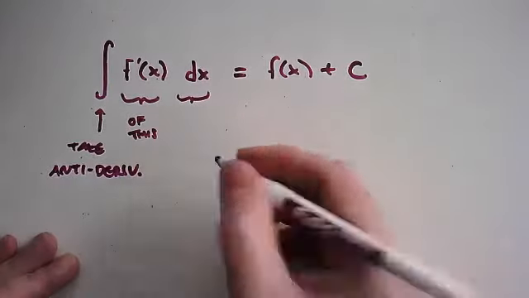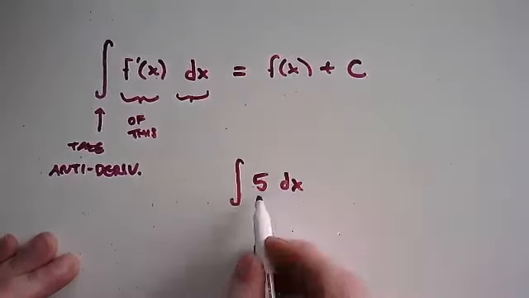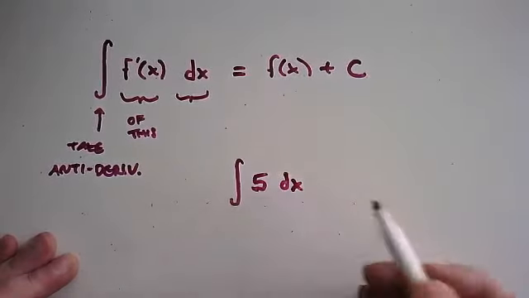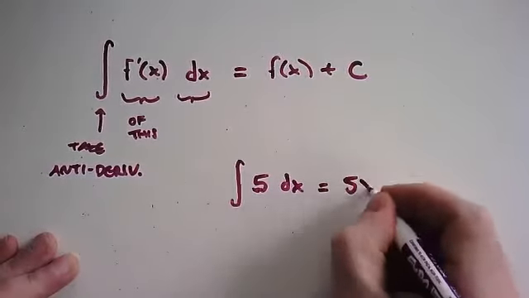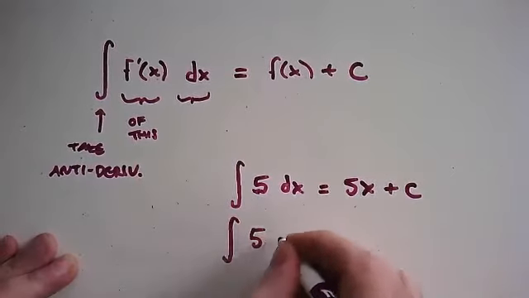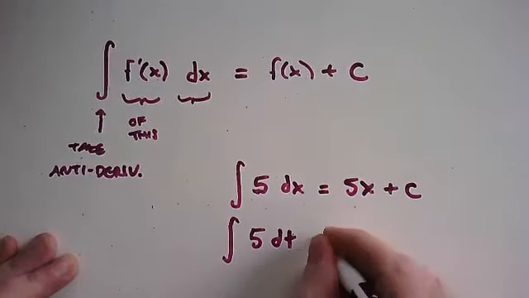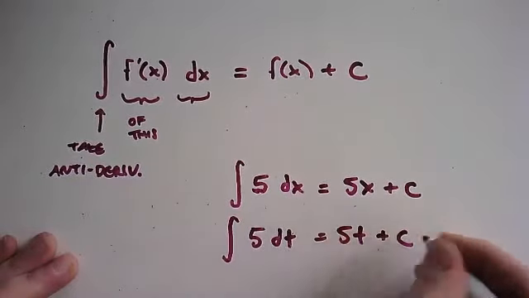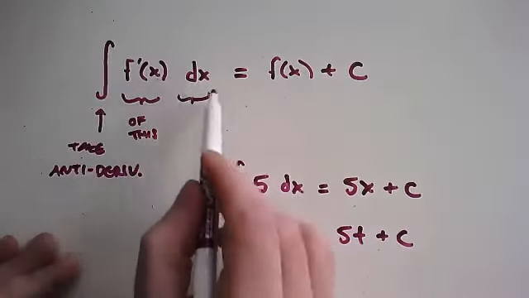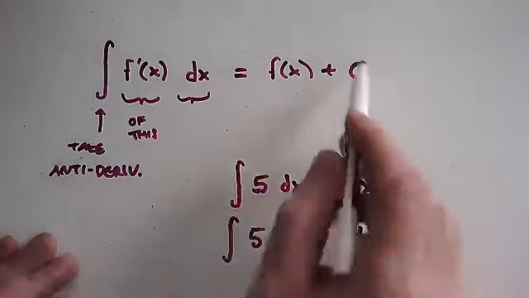Just to show you why that's important, if we had the indefinite integral of 5 dx, the antiderivative of 5 with respect to x is 5x plus c. The antiderivative of 5 dt, that's telling us what our independent variable is, would be 5t plus c. So for now, we can think of that differential as just telling us what our variable is when we're dealing with derivatives and antiderivatives. Okay, so this is in general what we're going to be doing.